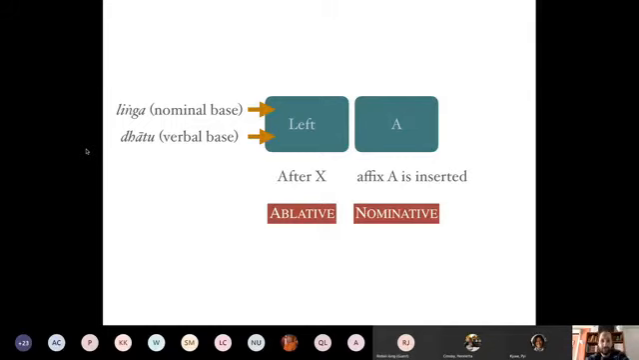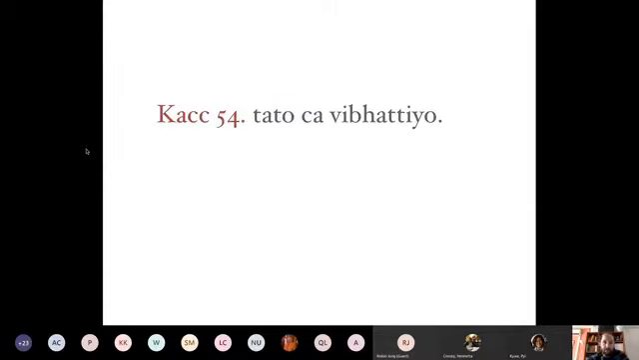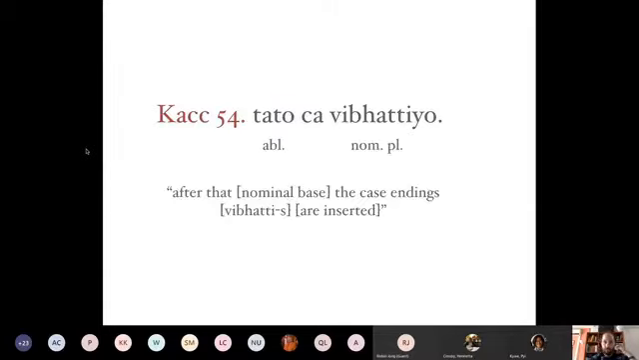Now, to recognize the item on the left, you will see it because it is used in the ablative, and the item on the right is used in the nominative. Now, let's see, for instance, the rule tato cha vipattiyo. Here we see the word tato, which is in the ablative, and we see the word vipattiyo, which is in the nominative. That means after the nominal base, the case endings, vipattis, are inserted.